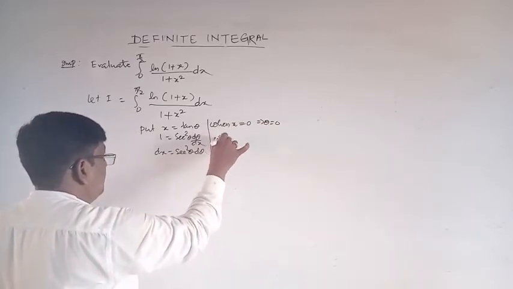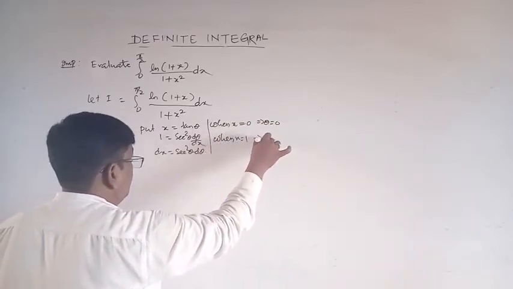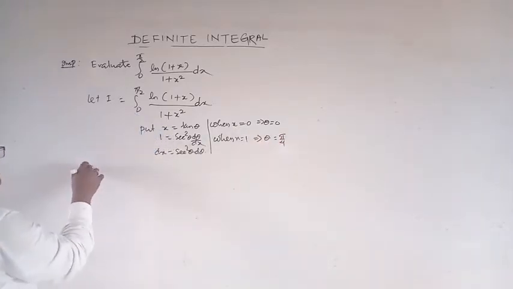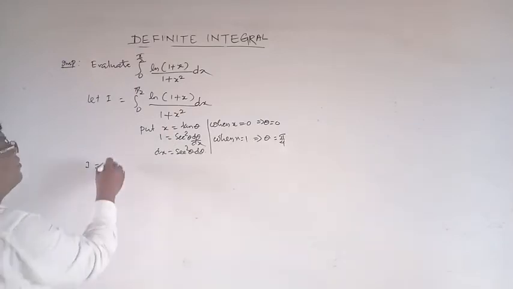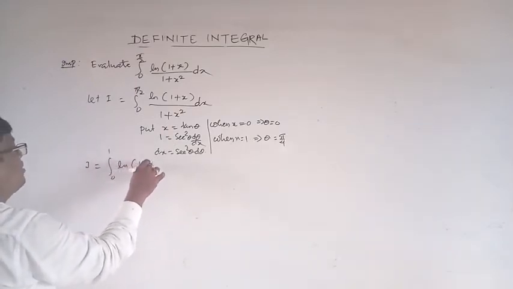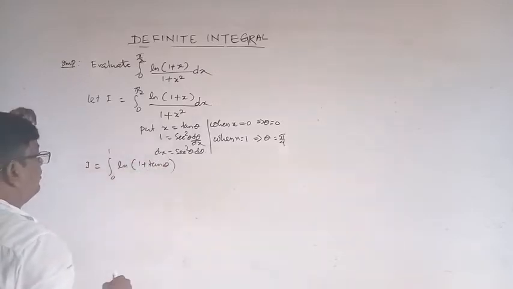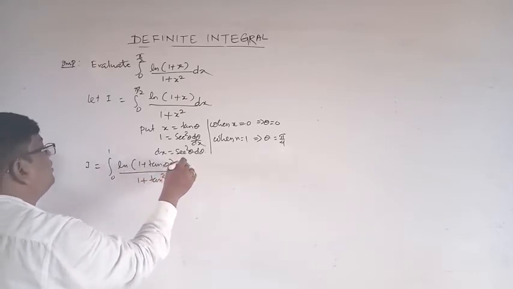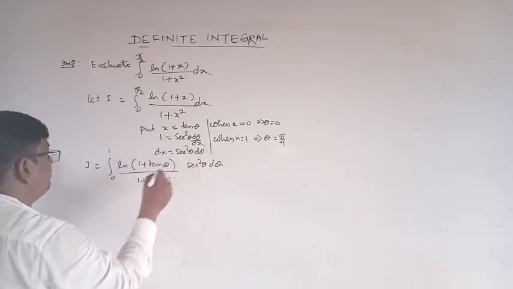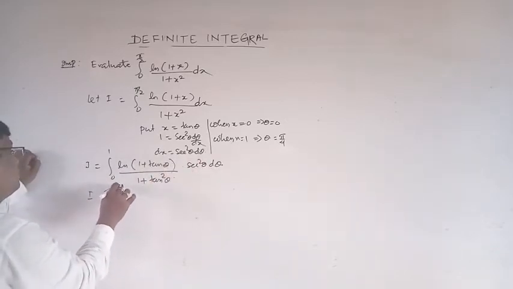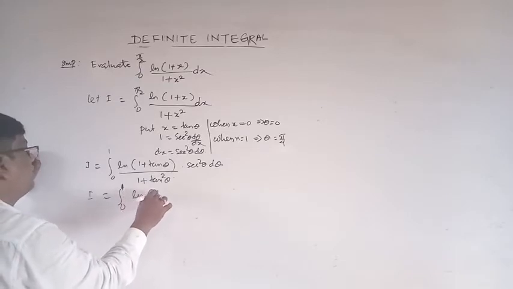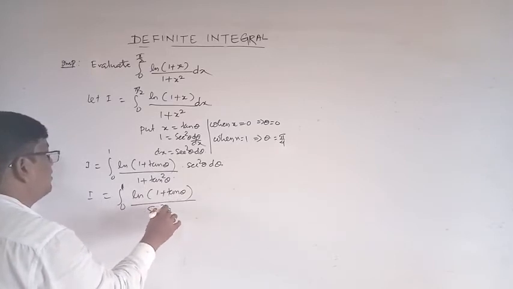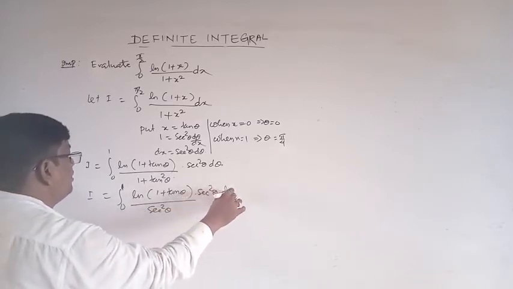When x is equal to 1, tan of what angle is 1? pi by 4. So I is equal to what? 0 to 1 log of 1 plus tan theta, okay, divided by 1 plus tan square theta, dx means sec square theta into d theta. So I is equal to 0 to 1 log of 1 plus tan theta divided by what? Sec square theta. This is sec square theta into d theta.